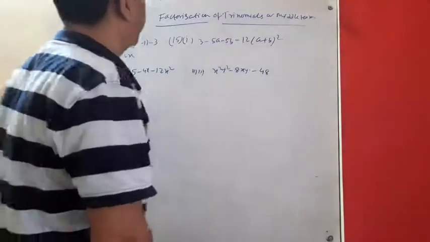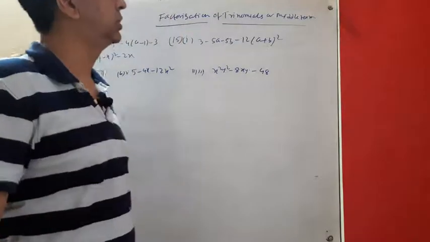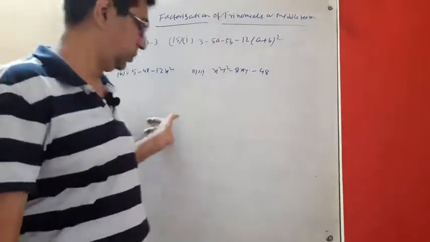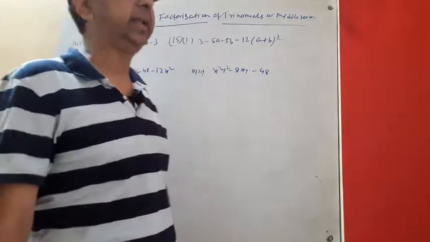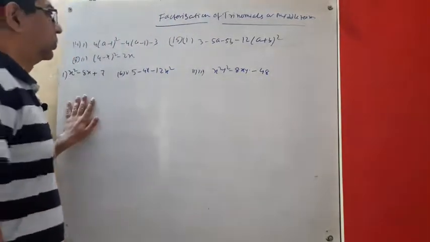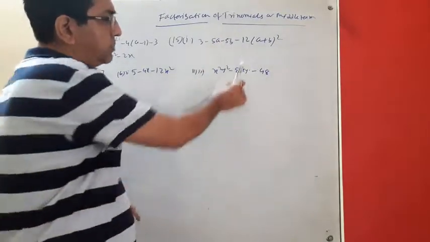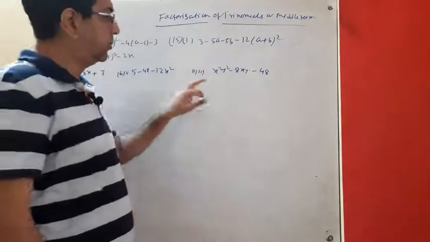Today I will discuss factorization of trinomials, also called the middle term method. It is a very common method we use in classes 8, 9 and 10. So what is a trinomial? It means three terms are there, and the middle term should be broken. Suppose here the middle term is 8.